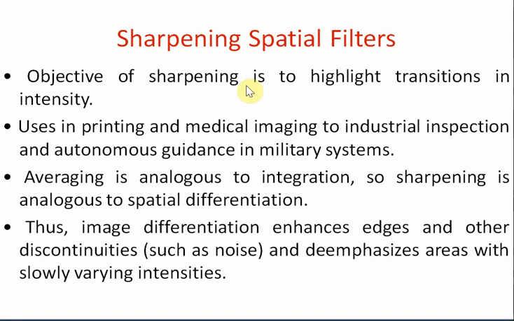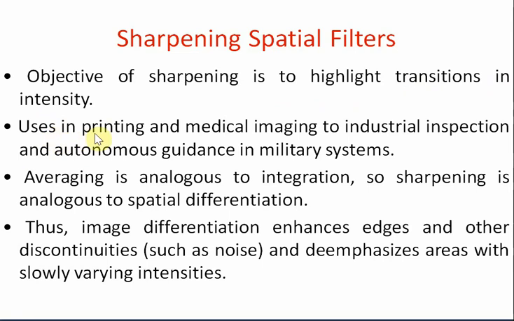Next, the sharpening spatial filter is the high pass filtering action, which removes the low frequency components and allows the high frequency components. That means it highlights the sudden transitions in the image, that is, it highlights the edges, and also reduces the small intensity variations. So the objective of sharpening is to highlight the transitions in intensity.